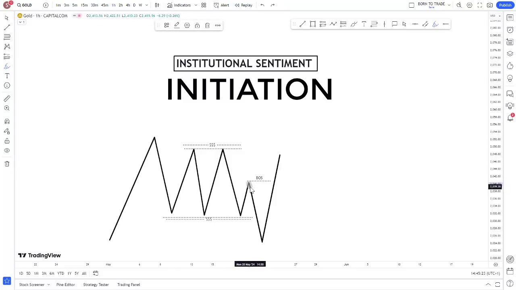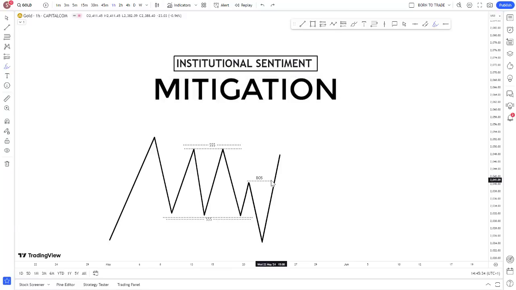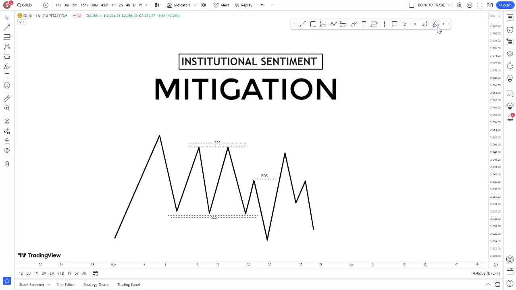Now at this point, we had the manipulation and we have the initiation, where price moves to the opposite direction. And after this initiation phase, this is where we start to talk about the mitigation phase. And the mitigation phase is actually very, very important. And you see, this is exactly what the mitigation phase looks like. Once we have price breaking above this particular high, this is when we're going to anticipate the mitigation phase.